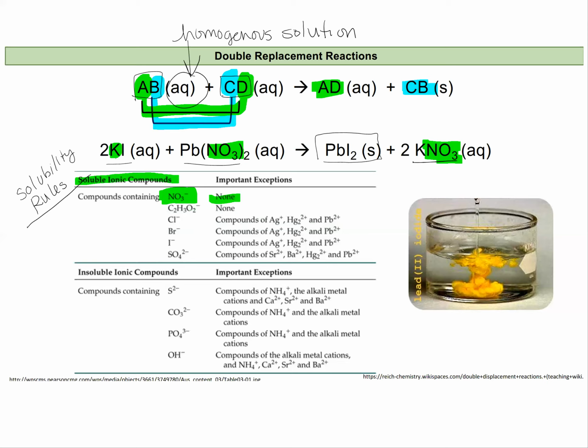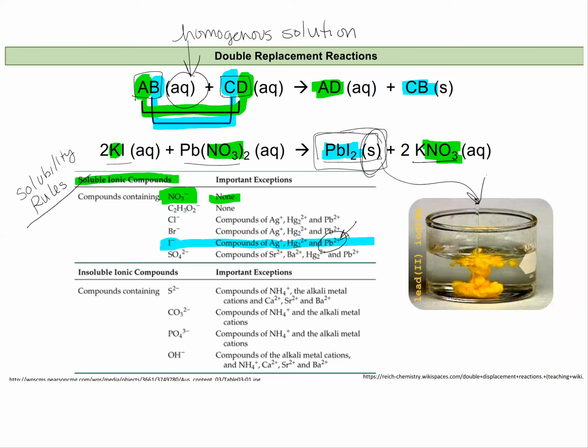Now I'll look at my other one, my lead iodide. Coming through here, I don't see lead listed in my general soluble or insoluble compounds, but I do see iodide, and that matches. So iodide compounds are typically soluble, but if I look at my exceptions, I have an exception for lead, which means lead iodide would be insoluble in water. So this would form a solid. And this is the compound that I would expect to precipitate out of solution. In fact, it looks like a yellow cloud forming in an otherwise clear solution when it forms.